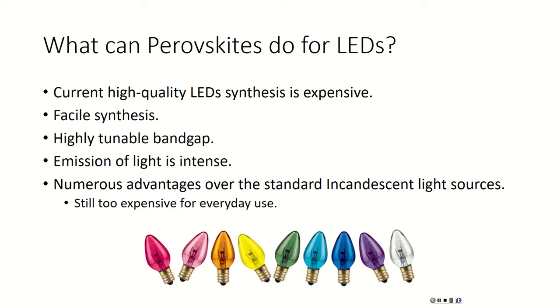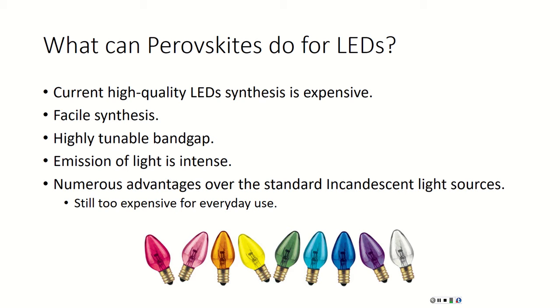So current LEDs are pretty expensive to create because they require really high temperature. They're made under extreme temperatures, while perovskites are usually done much more easily. You can buy the precursors. One of the easiest methods to make them is just drop casting. It's literally just buy the precursor and drop it onto your material.